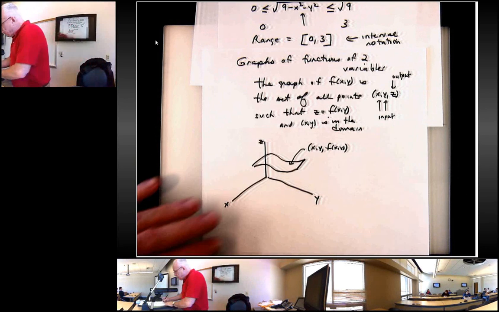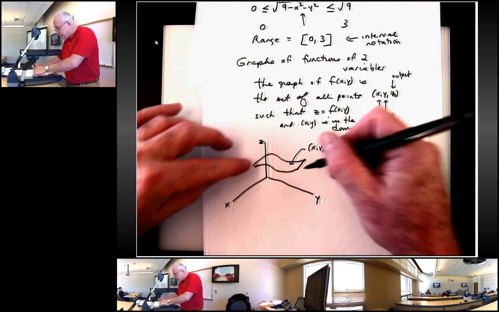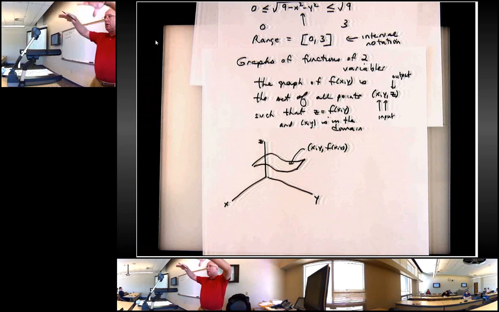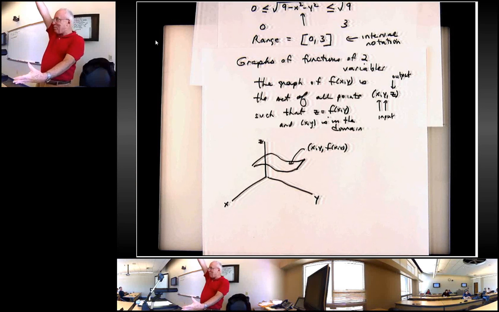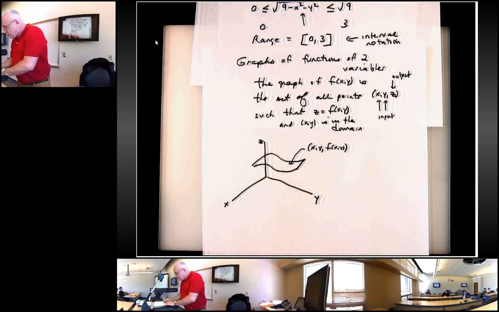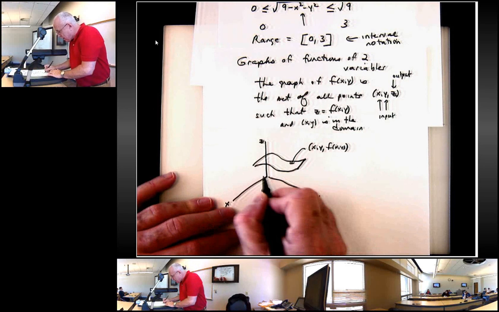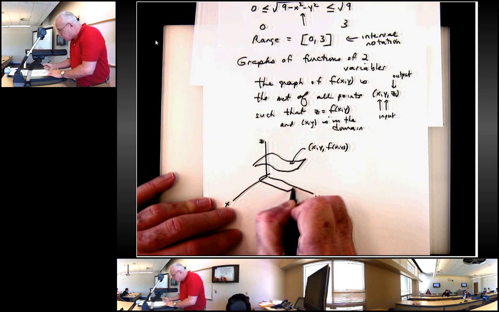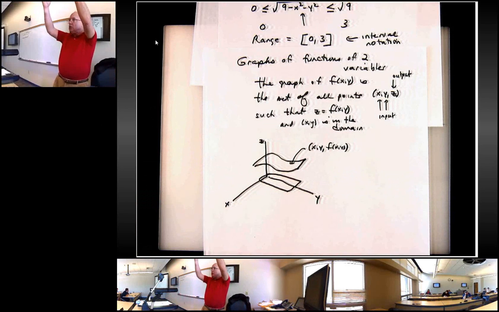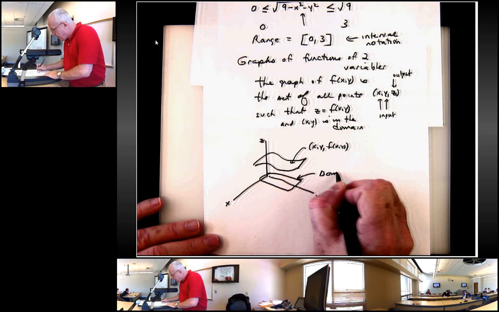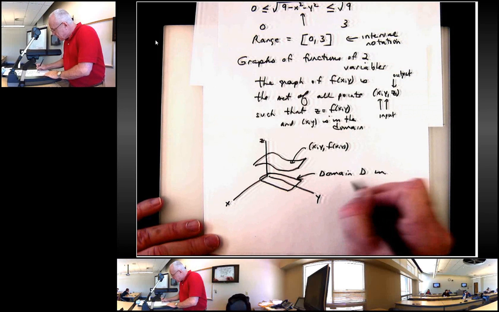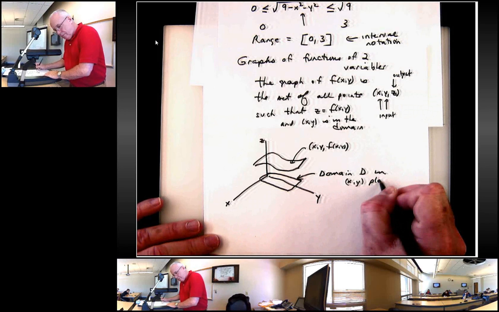And the domain is going to be, if we look at the shadow of this flying carpet, if the sun were right up there, right on top of it, that would be the domain. So the domain here is going to be on the xy plane, and it's going to be those set of xy's that map up to the surface. So this down here is the domain D in the xy plane.